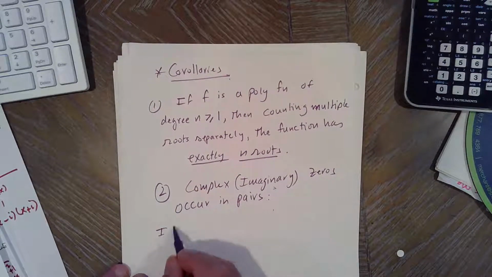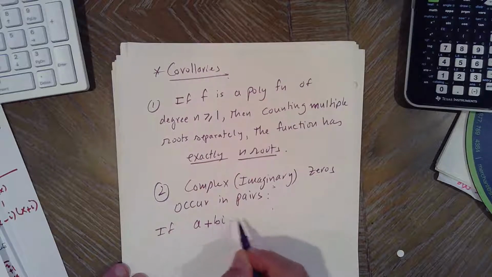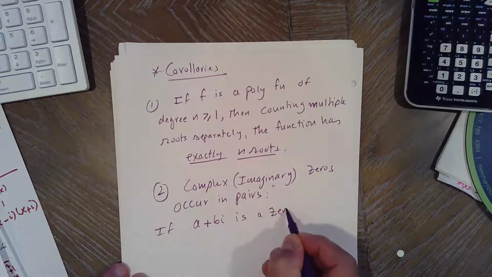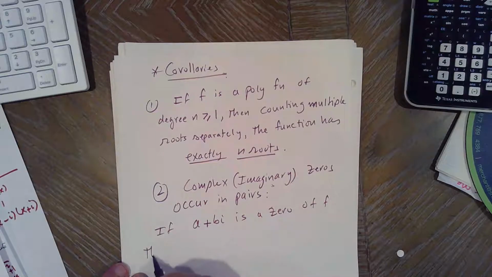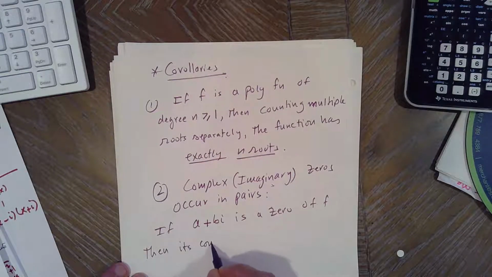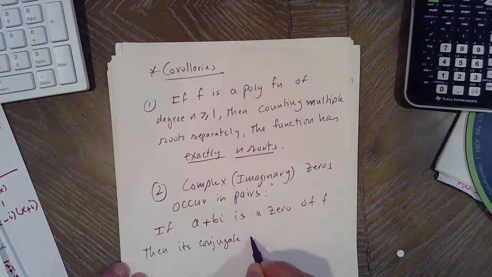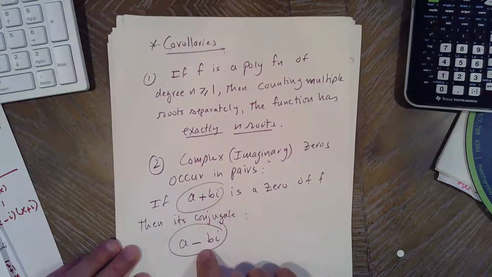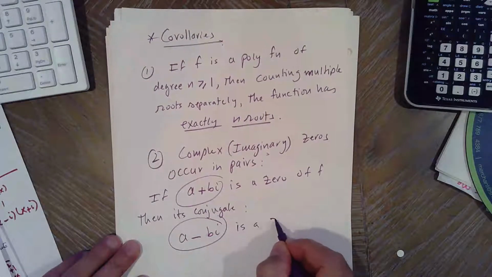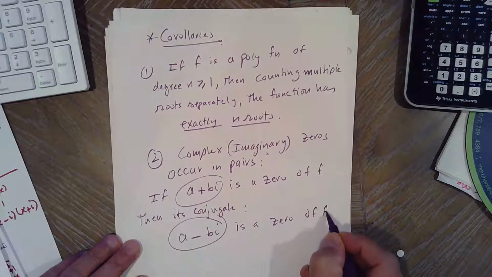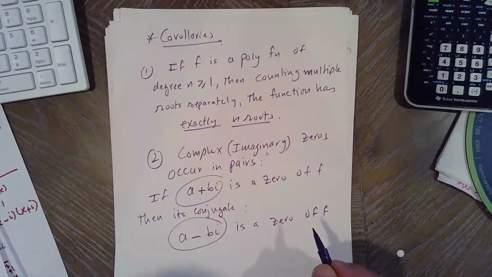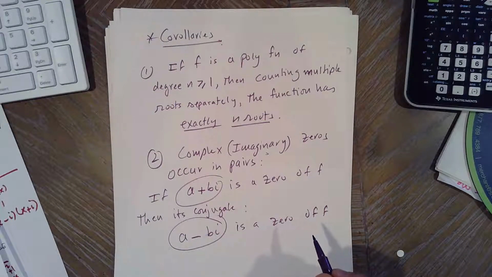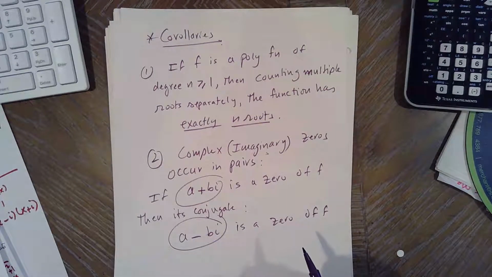So for instance, if you're told that a plus bi is a 0 of f, then automatically its conjugate, a minus bi, is a 0 of f. By changing the sign of the i term, you get the conjugate. No one is going to tell you this. So if someone tells you 2i is a 0, then definitely negative 2i is a 0. If someone tells you 1 minus i is a 0, then you should know that 1 plus i is a 0. They're always in pairs. They're always conjugates.